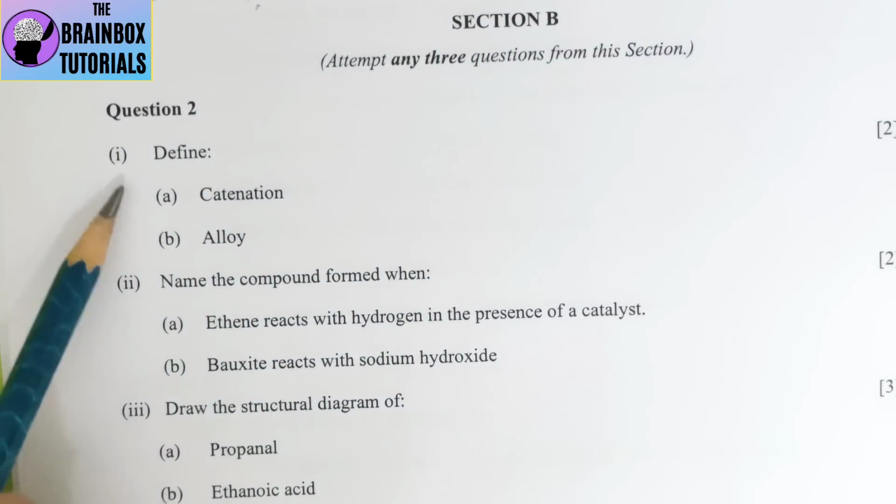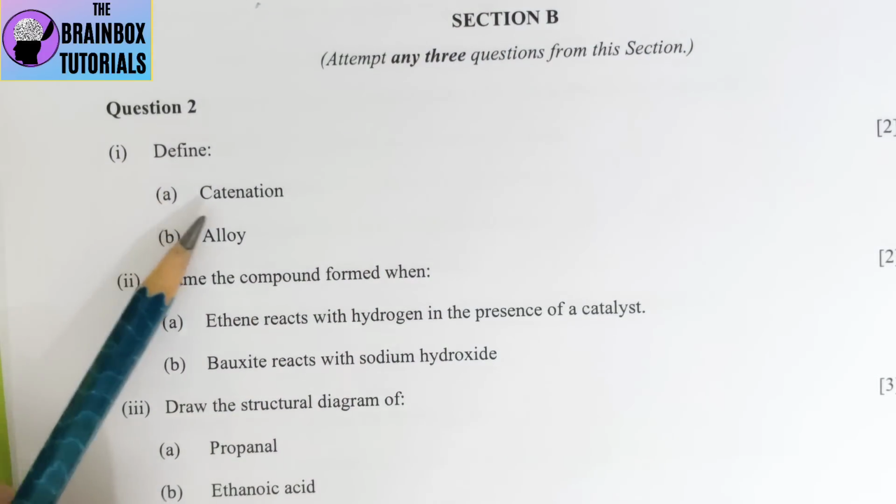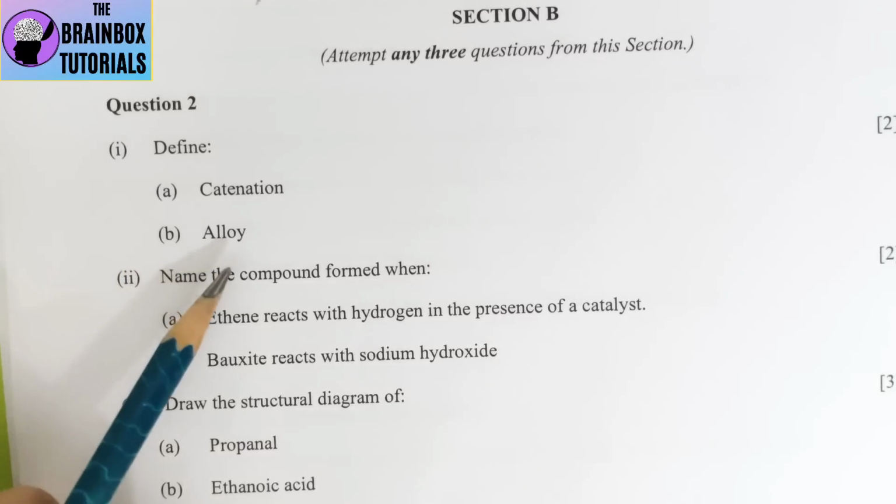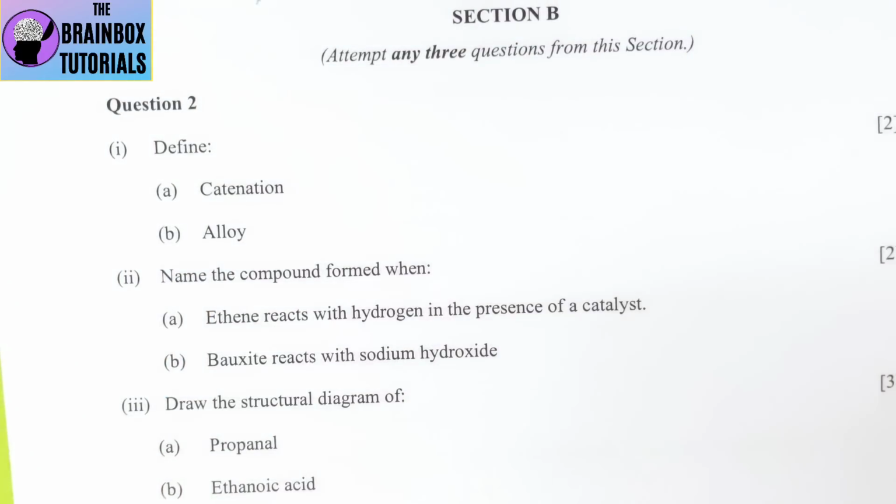Section B, question number 2, part 1. Define number A, catenation. So the definition of catenation is the property of self-linking of atoms of an element through covalent bonds in order to form straight chains, branch chains and cyclic chains of different sizes, is known as catenation. And number B is define alloy. So the definition of alloy is a homogeneous mixture of two or more metals or of one or more metals with certain non-metallic elements.